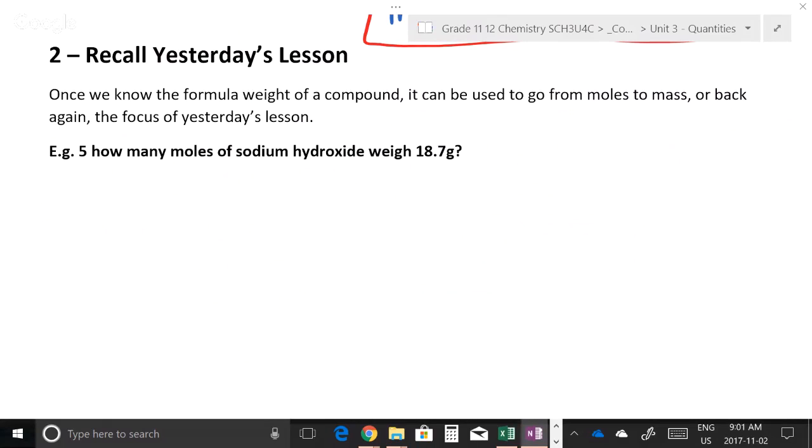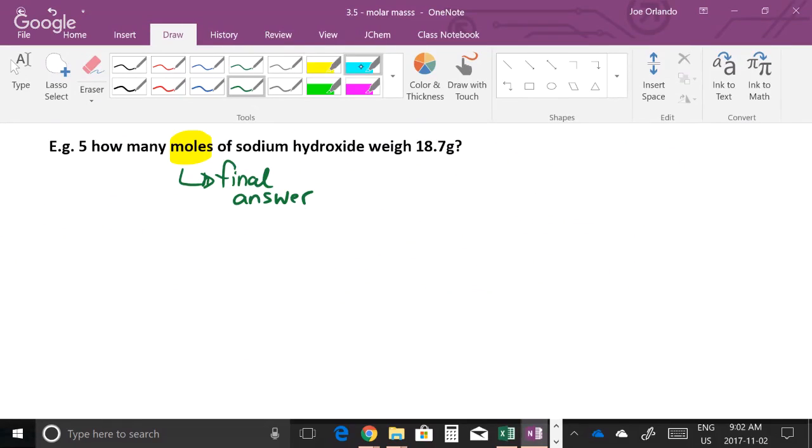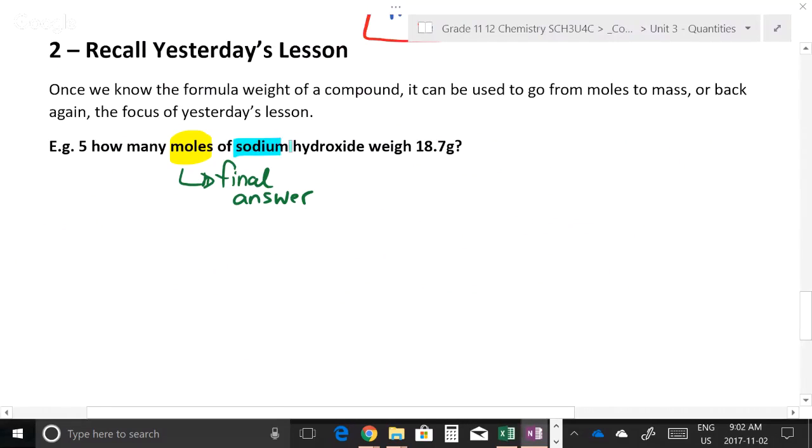Well, the first thing you note is what? Yeah, so our final answer is going to be moles. Okay, that's good to know. What else? Cool. So this thing here, we're going to have to figure out its formula, right? Okay. So let's focus on that first.